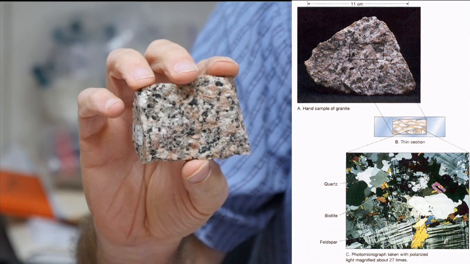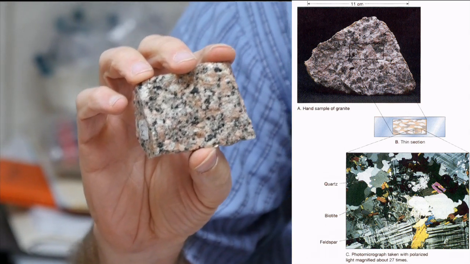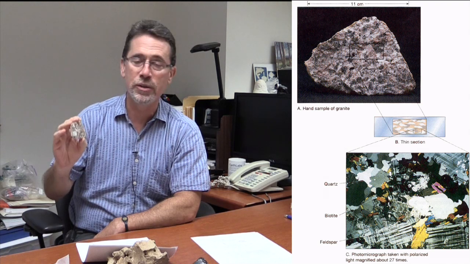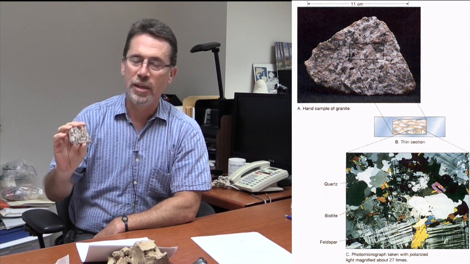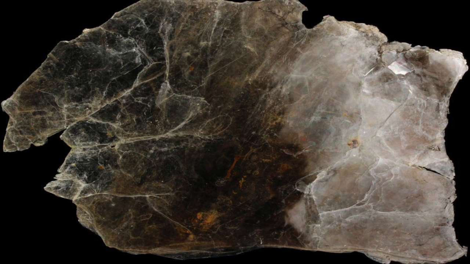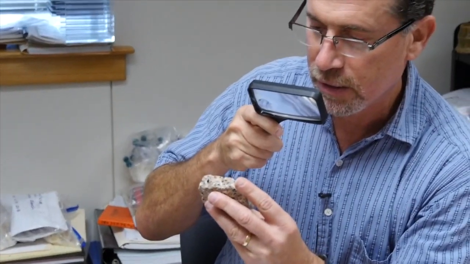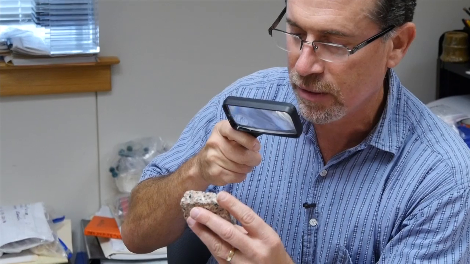There's pink, white, and black minerals in here. Pink is feldspar, which is also comprised in part of those silicon tetrahedra. The white is quartz, which we've just talked about, and the black is a mica mineral. You can see that all three of these minerals can be seen with the naked eye, and even better with some magnification. That makes up this particular kind of rock, which is granite.